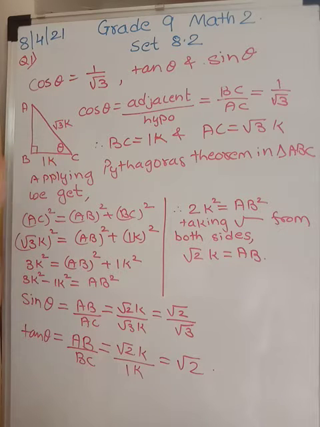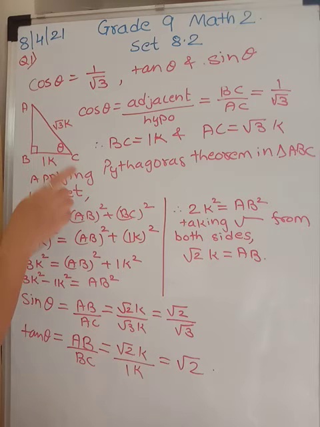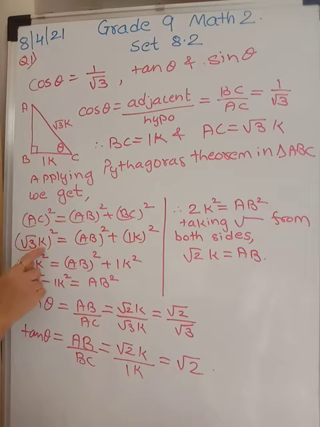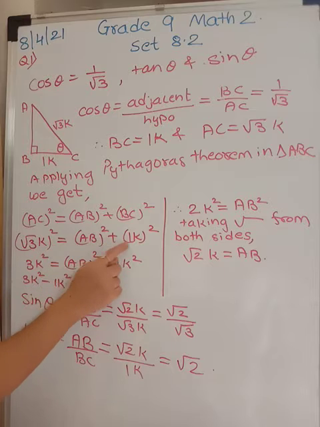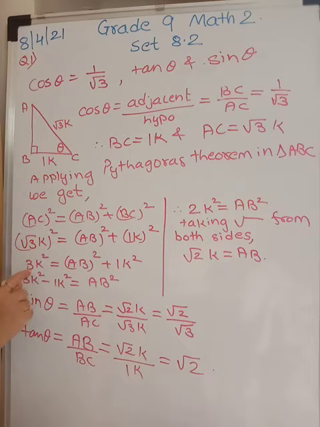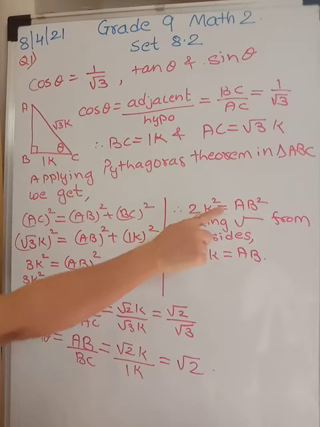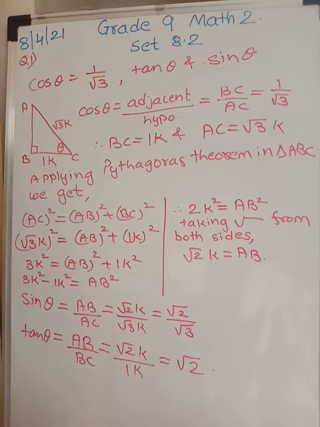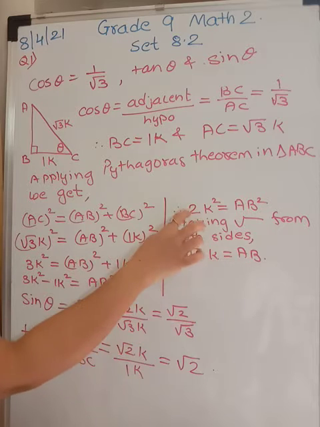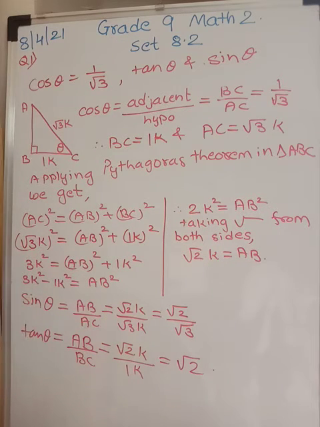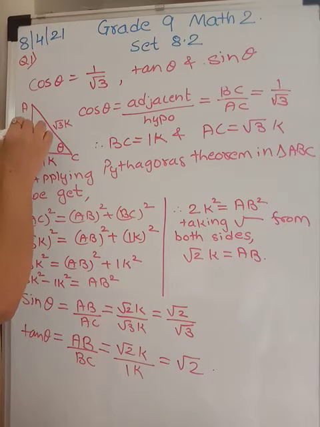Now you can apply Pythagoras theorem in this triangle, and we have AC square is AB square plus BC square. Substituting the values, you get root 3K the whole square is equal to AB square plus 1K square. Root 3 square is 3, K square is K, 1 square is 1 and again K square is K. Shifting this over here, 3K square minus 1K square is 2K square, which is AB square. So taking square roots from both the sides, we get AB is equal to root 2 and K. So AB we got root 2K.